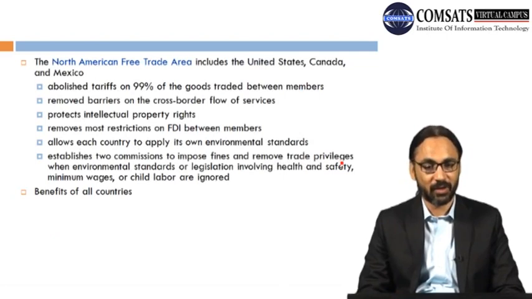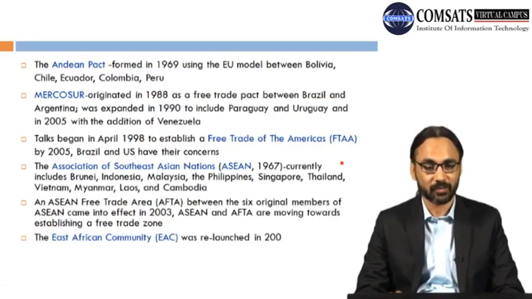And then we discussed NAFTA, the North American Free Trade Area, which includes the USA, Canada and Mexico. The main intention of establishing NAFTA was to abolish tariffs on almost 99% of goods, remove barriers on the cross-border flow of services, protect intellectual property rights, and remove most restrictions on FDI between the member countries. These are the main objectives of NAFTA.